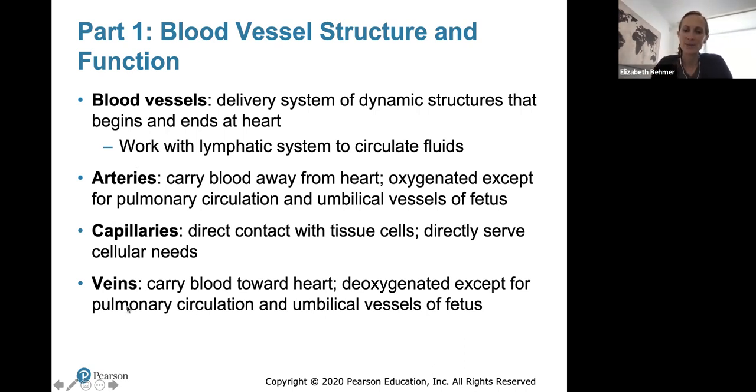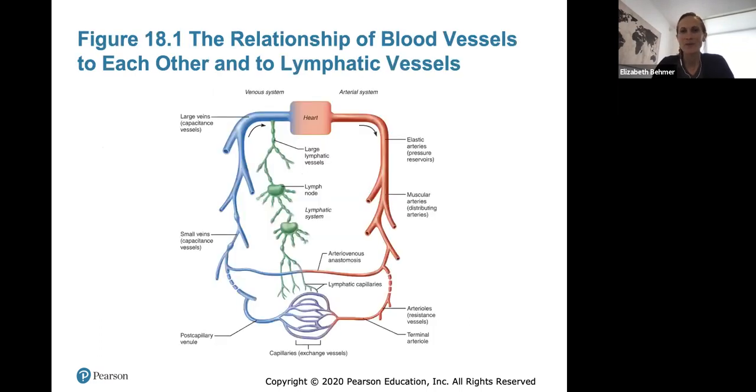And then veins carry blood back toward the heart. It's always deoxygenated, except in pulmonary circulation, where pulmonary veins carry oxygenated blood back to the heart after picking it up from the lungs, and in the umbilical vessels of the fetus. So you should understand this relationship very well of blood vessels to each other.